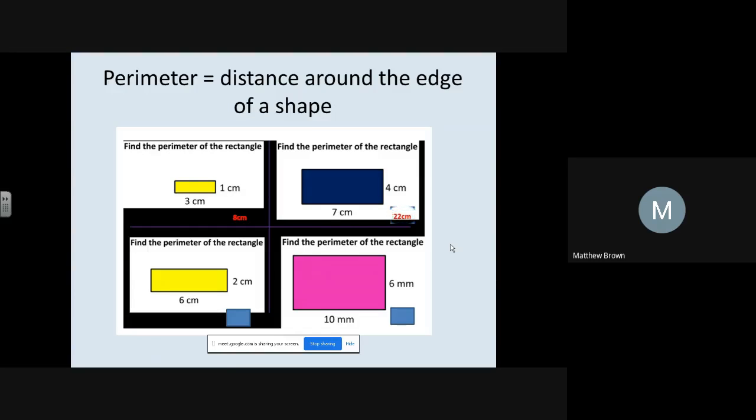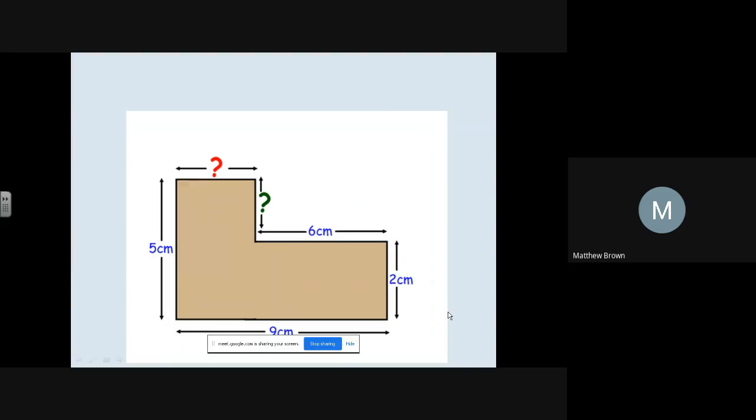So we should have got 22, 16, and 32. It should be millimeters. It's whatever unit the lengths are, that's what the perimeter is going to be. The only thing you'd really be asked to do with perimeter is something a bit more difficult like this. You need to try and use the information you've got to figure out what the lengths represented by the question marks are. So you could just have a go at doing that.